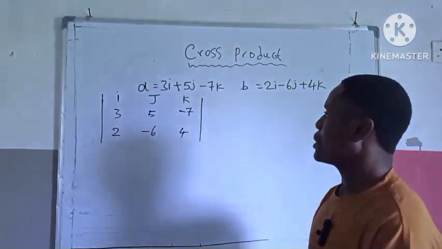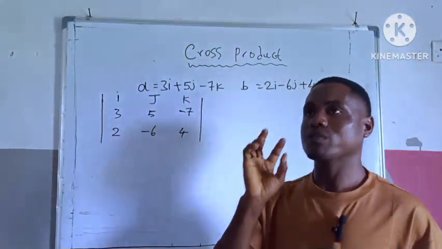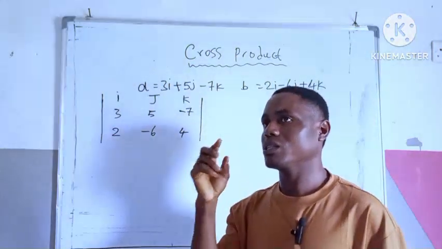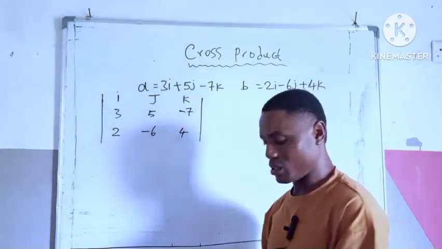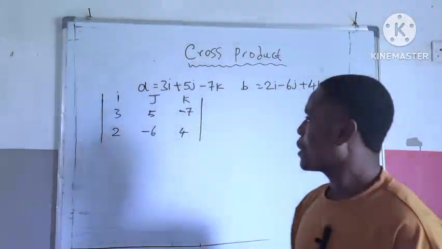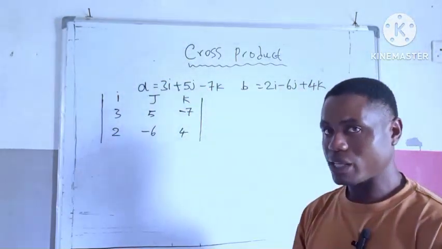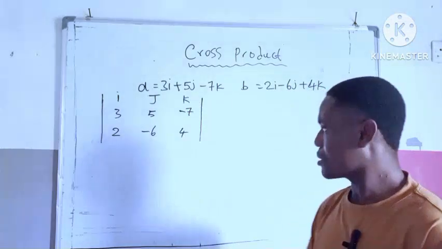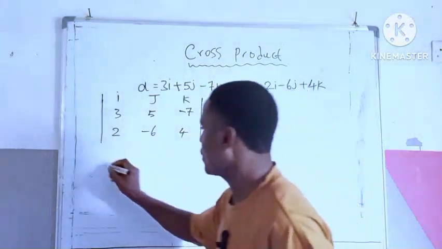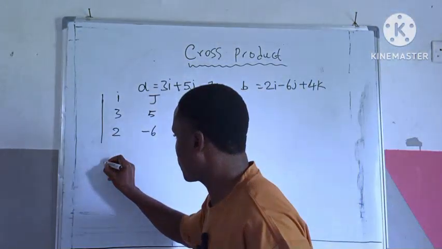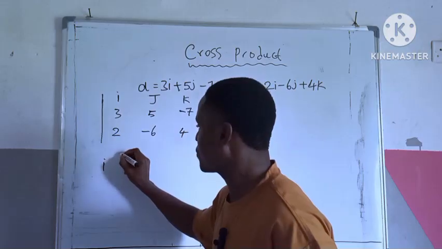So the next thing to do is let's solve them separately. Now you will take note of the columns and the rows. Now we have I, J, and K. So let's start from I. Are you getting it? Let's start from I. We are starting with I.